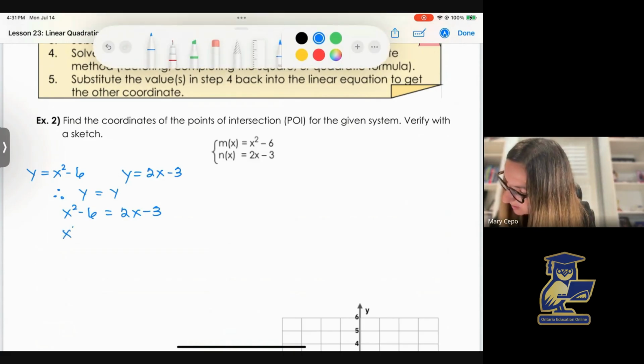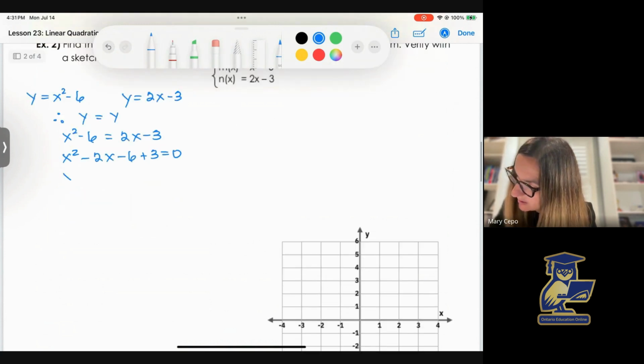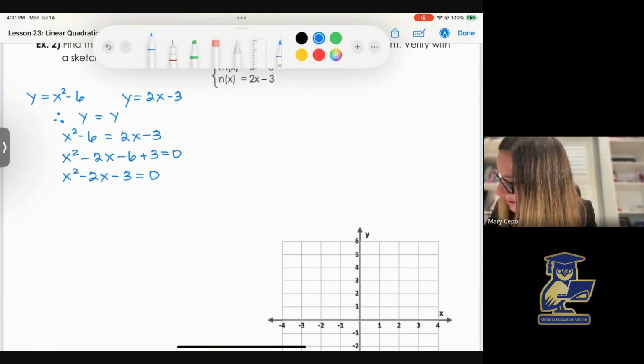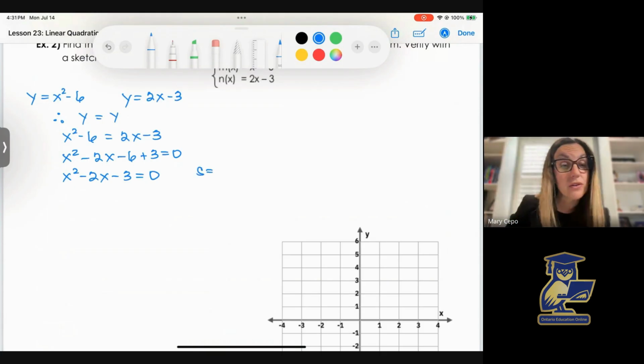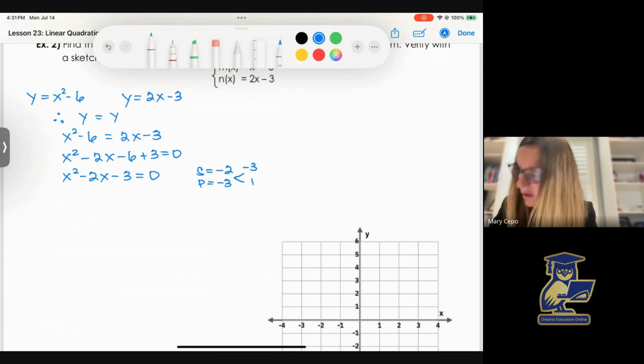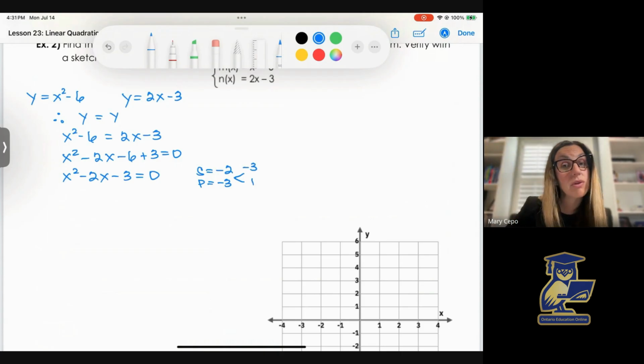So we have x squared. We're going to bring that 2x over, so minus 2x, minus 6 plus 3 has to equal 0. So we have x squared minus 2x minus 3 is equal to 0. So we've simplified to a quadratic equation. This quadratic equation is a simple one because if you look at the coefficient in front of x squared, it's just 1. So we can simply factor that simple trinomial. The sum is that middle term, which is -2. The product is equal to -3. Simplifying, we have -3 and +1, because -3 times 1 is -3, and -3 plus 1 is -2.